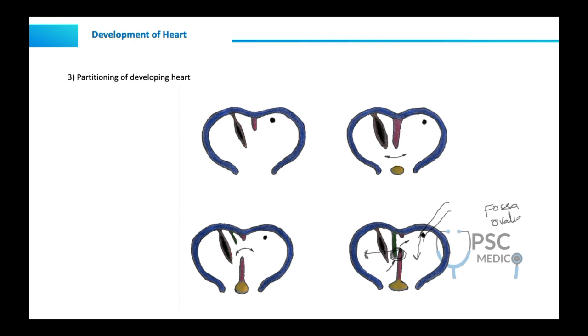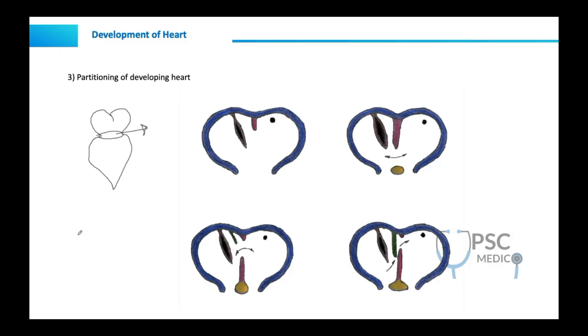and if this fails, the patient will have a patent foramen ovale, and this condition is known as ASD, that is atrial septal defect. So we are done with the partitioning of the developing heart, and in that we have discussed the partition of the interatrial septum. There is a partition which needs to occur between the atria and the ventricles, right? So this partition is also important.